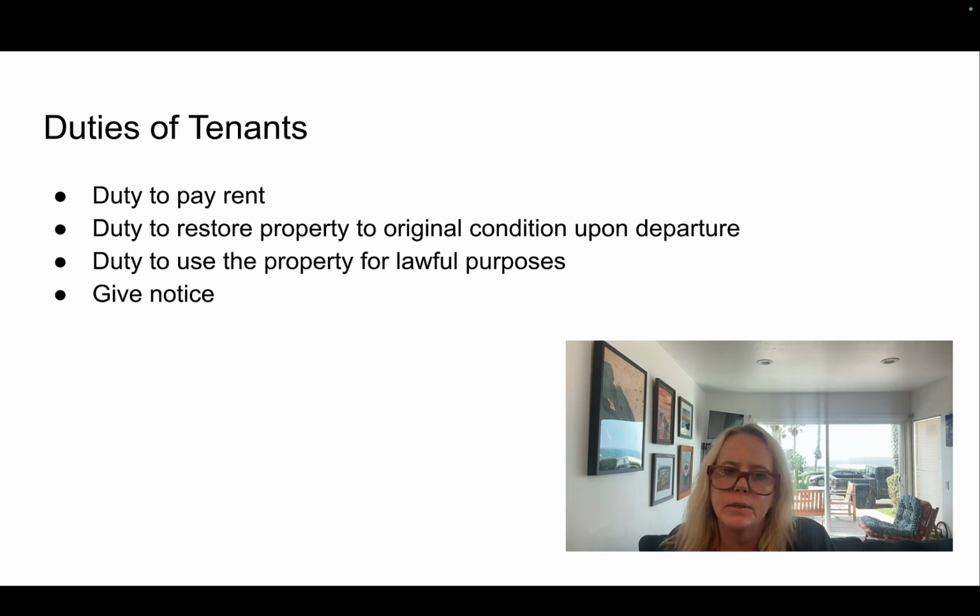The tenant has the duty to use the property for lawful purposes only and to give notice upon termination of the lease term and whatever that is in accordance with the lease, typically 30-day notice.